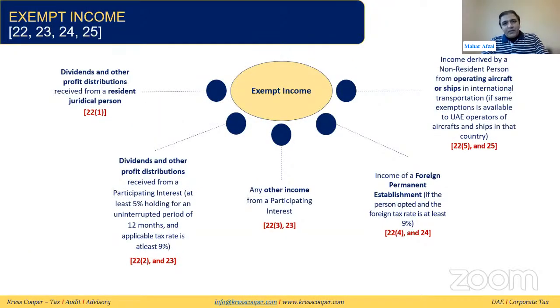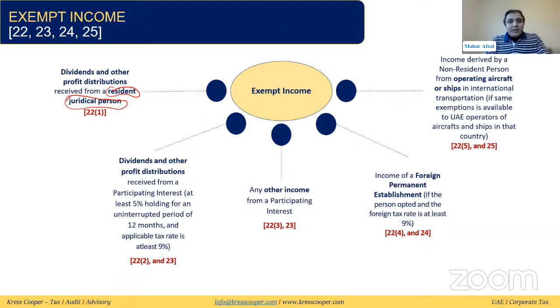Exempt income, as we discussed: the taxable person might have taxable income, might have exempt income. So this is the exempt income, and it has been given in Article 22 of the corporate tax law. First of all, they are asking about dividends and other profit distributions received from a resident juridical person. This word is very important: resident juridical persons. If someone is getting dividends or profit distributions from resident juridical persons, it will be exempt from the UAE corporate tax law.